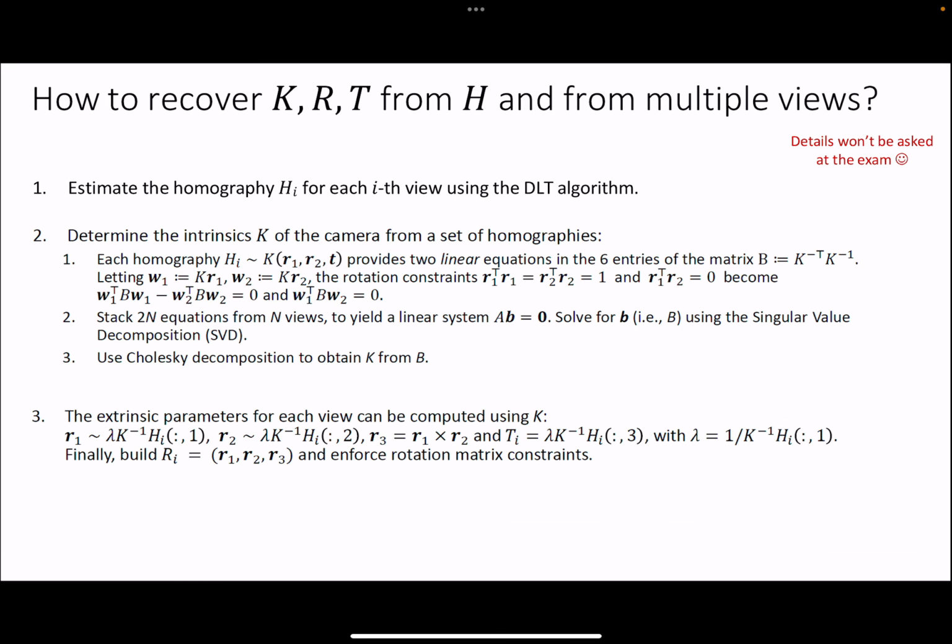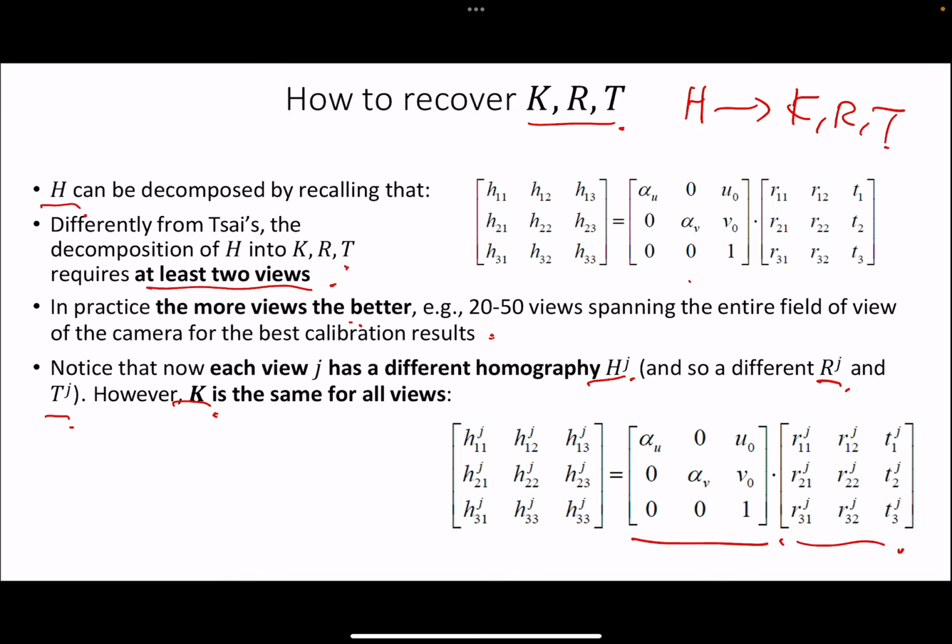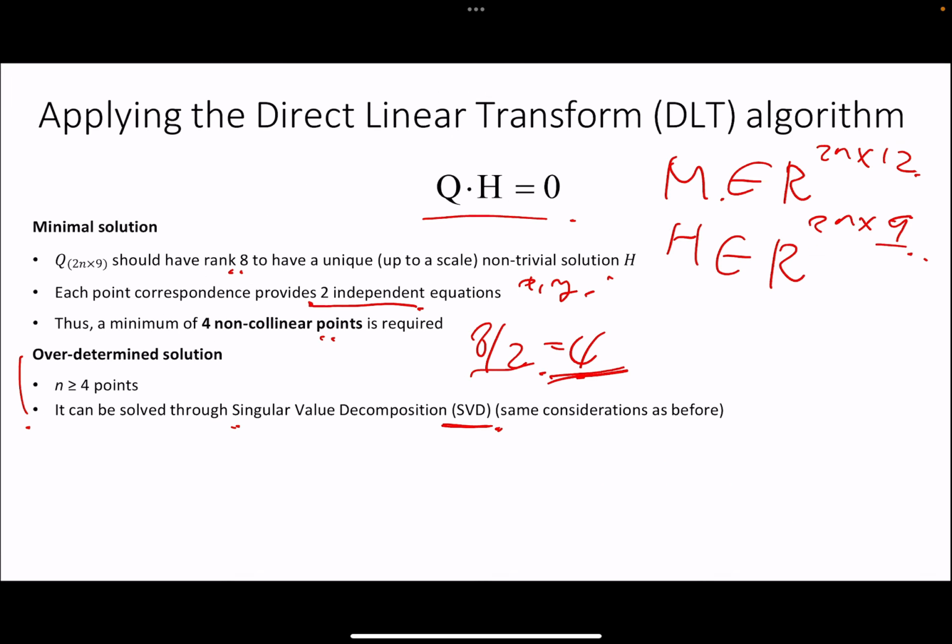So these are very complicated. Details won't be asked at the exam, but you can read this if you're interested in how we can get KRT from H from multiple viewpoints. As I said, getting H is very similar to Zhang's method. If we have 4 points, that is the minimal solution, we can get H. Or if we have more than 4 points, we can use SVD.